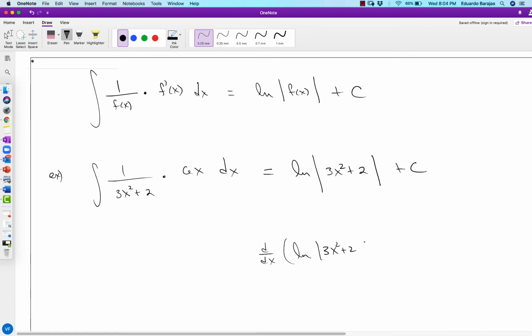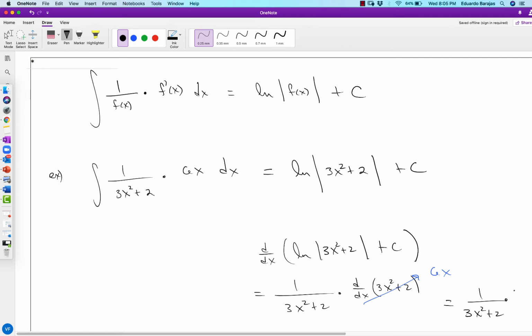And if we take the derivative and check, derivative with respect to x of ln absolute value 3x squared plus 2 plus a constant, you can see that this is equal to 1 over 3x squared plus 2 times the derivative of the inside part, d dx of 3x squared plus 2, plus the derivative of c, which is 0, and the derivative of this guy is going to be equal to 6x. Oh, which is that? So it's exactly what we expected. The answer is going to be equal to 1 over 3x squared plus 2 times 6x. Right, the integrand from over here.